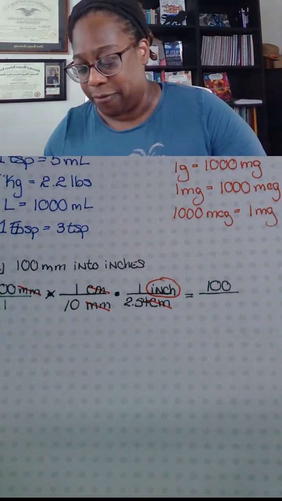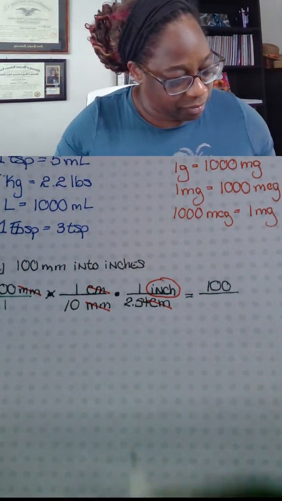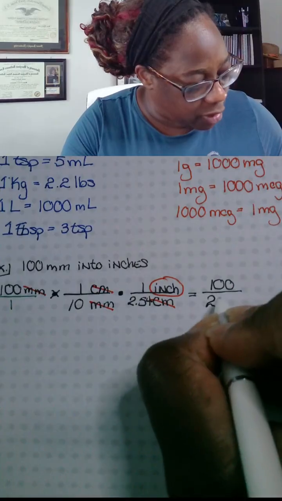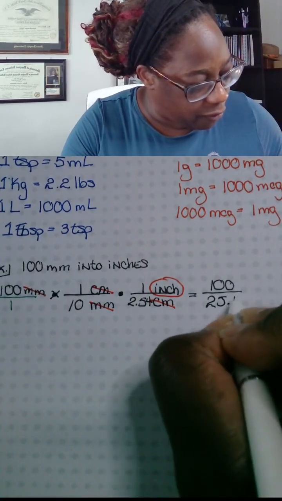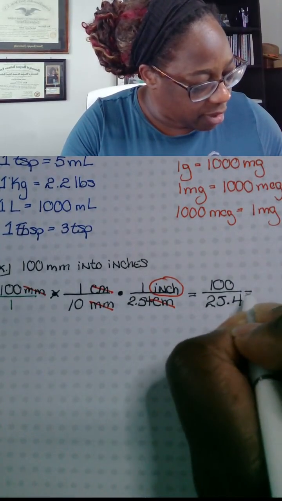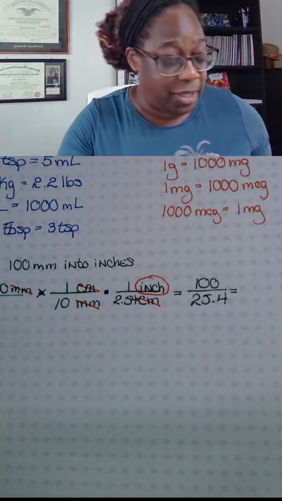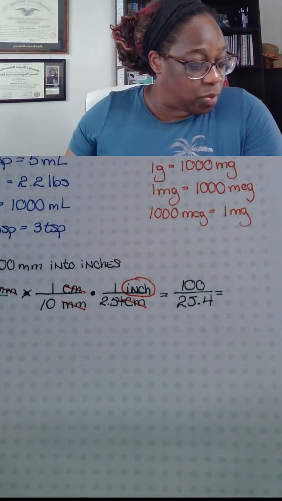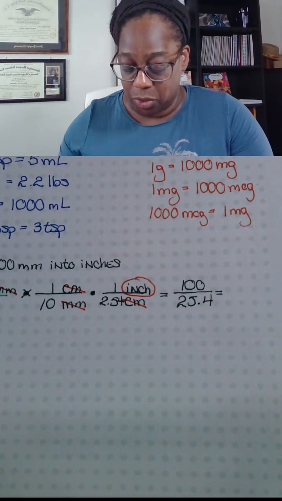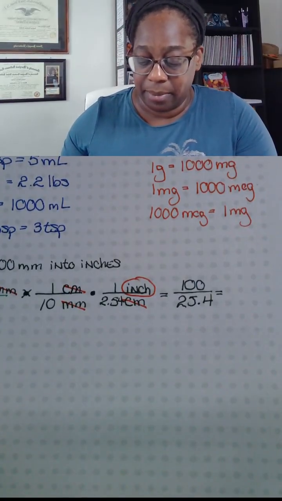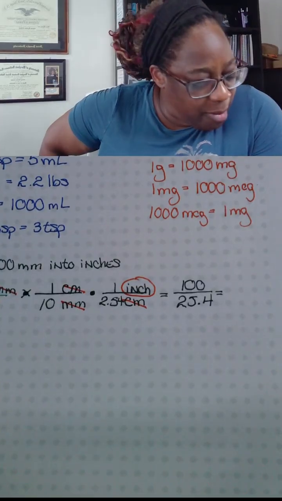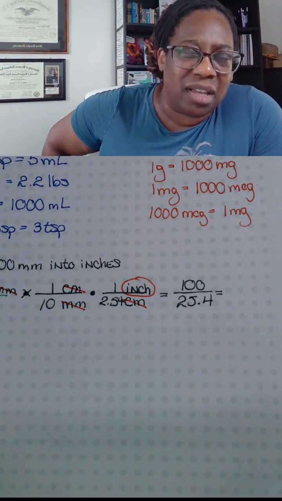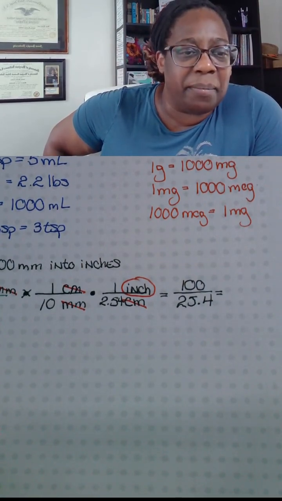Okay, 2.54, times 10. That gives me my 25.4. So now all I need to do is divide my 100 by that 25.4. What do I get? We could probably round it to, let's say we round it to the hundreds, if it ever gets to that.